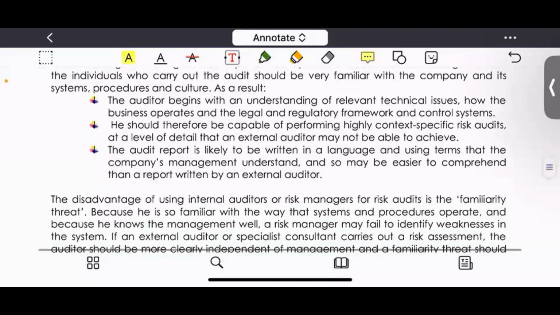Then we said the risk audit is likely to be written in a language and using terms that the company management understand, and so it may be easier to comprehend than a report written by an external auditor. So basically, when you give this risk audit role to an actual auditor, because that is what he does, because he's used to some terminologies, because he has seen some things play out, he knows where to tell you to apply pressure as you carry out the audit work.